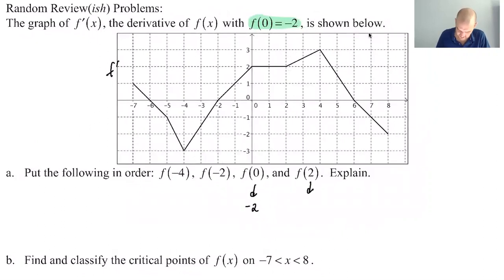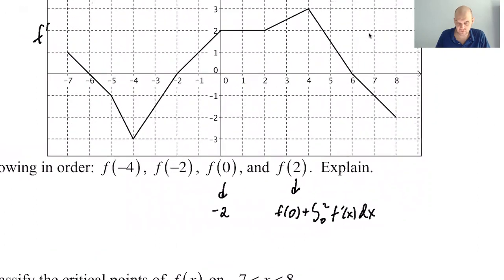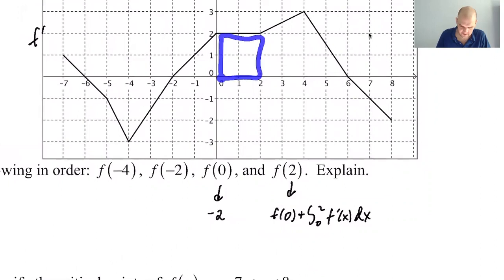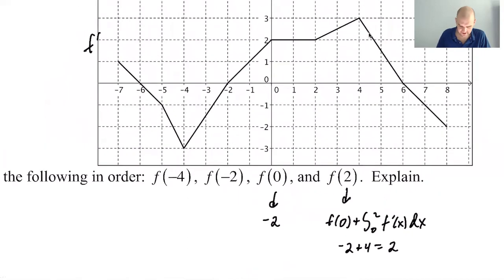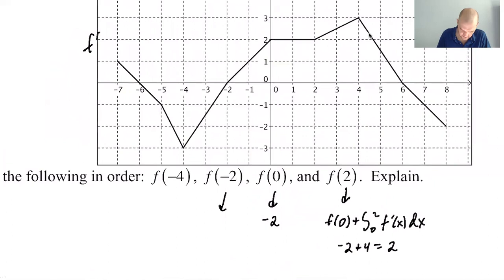So for example, this is going to be f of 0 plus the integral from 0 to 2 of f prime of x dx. The integral from 0 to 2 is definitely 4. So that's going to be -2 plus 4, which is 2. So I'm going to count this as my explanation, like I'm finding the values. It seems like a good explanation.